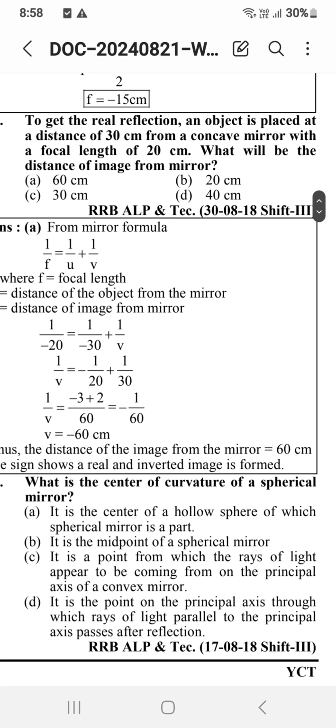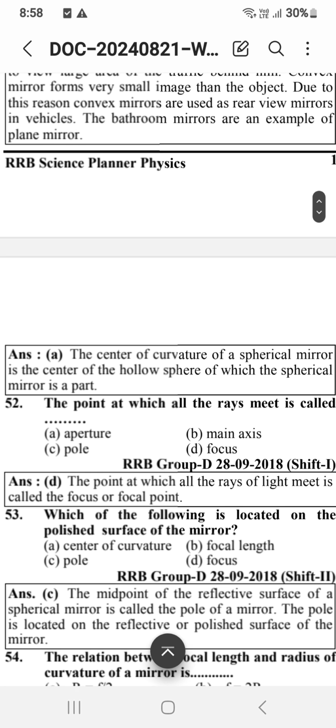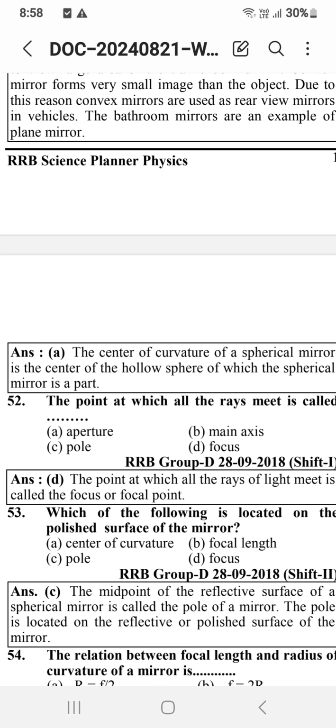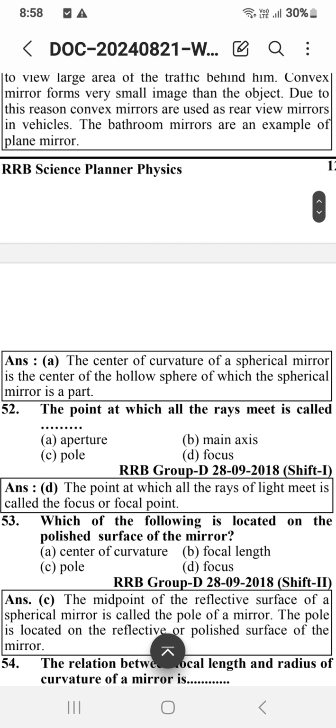What is the center of curvature of a spherical mirror? The center of curvature of a spherical mirror is the center of the hollow sphere of which the spherical mirror is a part. Next question. The point at which all the rays meet is called the focus. Which of the following is located on the polished surface of the mirror? Pole.